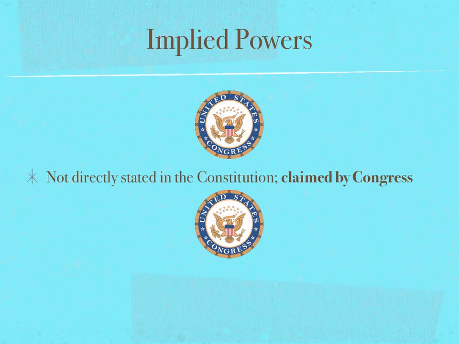On the other hand, there are some powers that Congress claims that are not directly stated. These are implied powers. The reason that they claim implied powers is based on the necessary and proper clause. The necessary and proper clause, Article 1, Section 8, says that Congress has the power to do all things which shall be necessary and proper to carry into execution their foregoing powers. So meaning, if it has to do with expressed powers of Congress, even if it doesn't directly state it, they are allowed to do it. So Congress is the one who has implied powers.